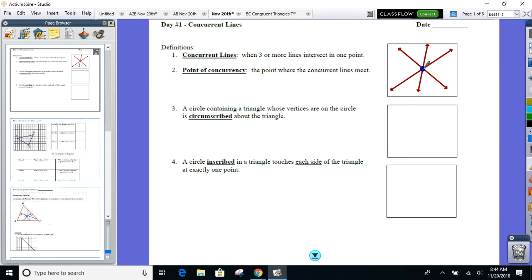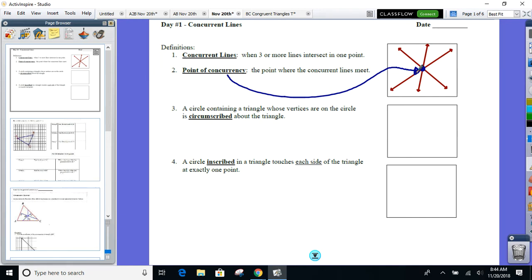Okay, concurrent lines. That point that they all intersect at, we are also going to give a name. Let's not call it that point anymore. We're going to call it the point of concurrency. That's the intersection of the concurrent lines. So there's my point of concurrency. All right, so we've got concurrent lines and where they intersect called the point of concurrency. That's going to come into play here twice before we leave today.